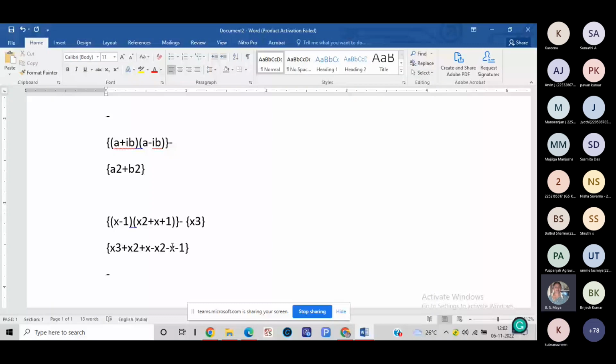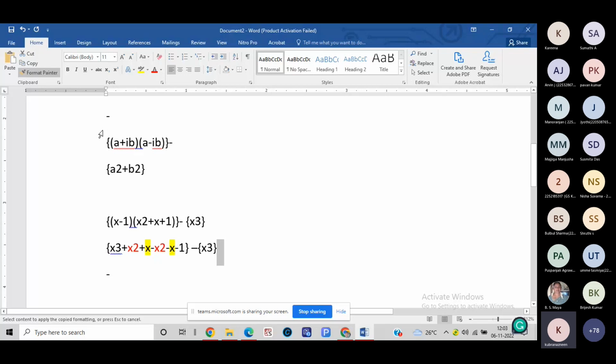Minus x cube. Okay, now plus x square minus x square, can I cancel? Yes. This and this, can I cancel? Yes. Plus x and minus x, can I cancel? Yes. What is the remaining term? Minus 1. X cube minus 1. X cube minus 1 is there.